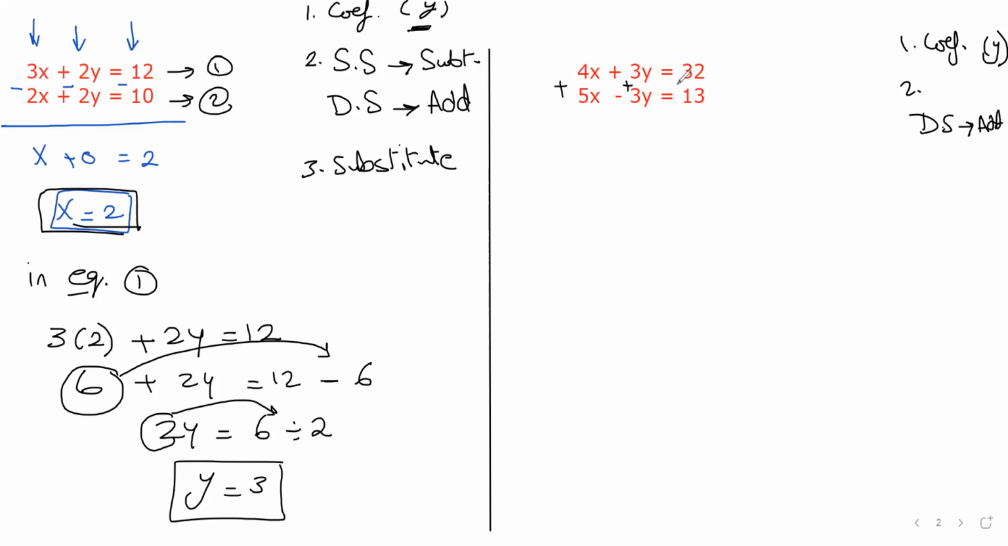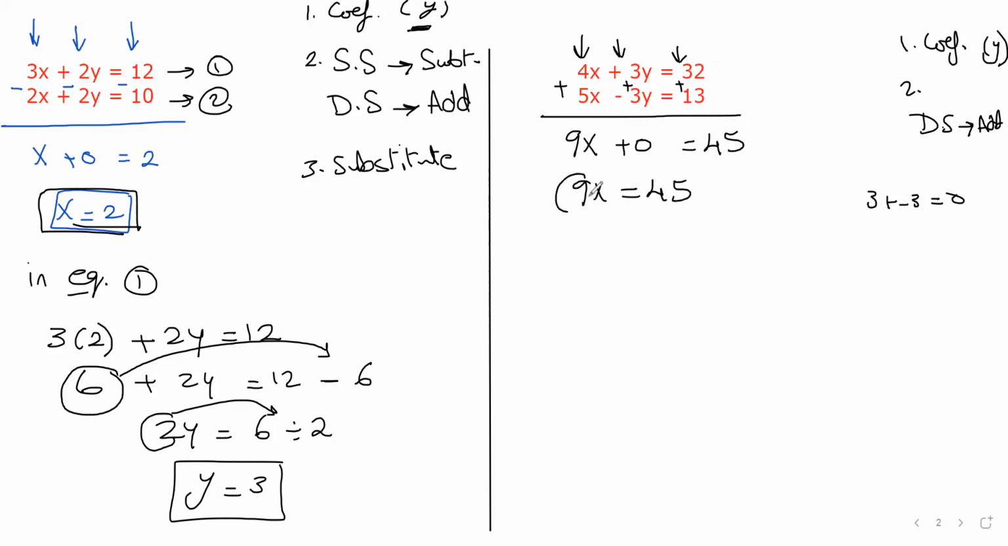So drop plus, plus, plus. Start adding also in a vertical way as what we did. 4x plus 5x is 9x. Positive 3 minus 3, on the calculator 3 plus minus 3 will get a 0, which is the target here, equals 32 plus 13, which is 45. So 9x equals 45. Get rid of the 9, move it to the other side as division. So x equals 5.